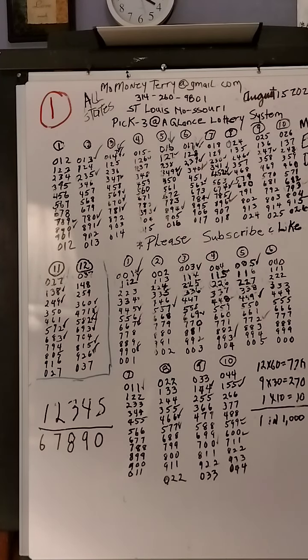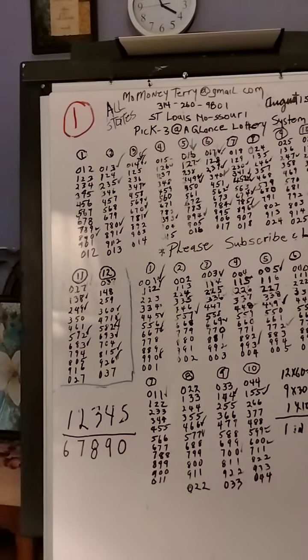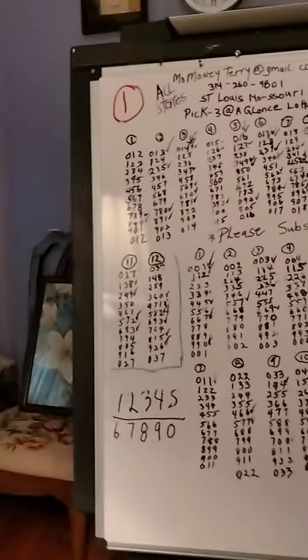All right, and my next strategy, which I'm going to show you, came after I birthed the Pick 3 at a glance. I started adding these and saying, okay, what else can I add that will make it easier for me to know what number to play?